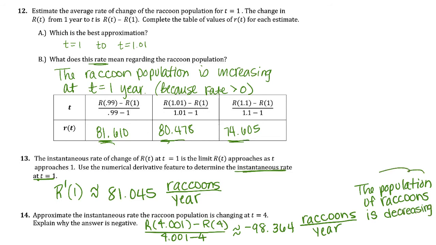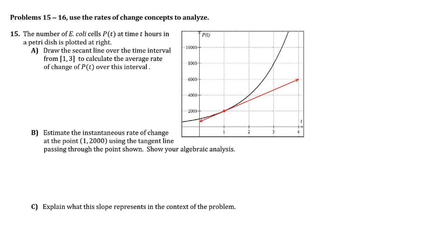And that is definitely important. If we have a negative rate, then we know that whatever we're approximating is decreasing. And here it was approximating the population of raccoons. All right, so for our next problem, we have the number of E.